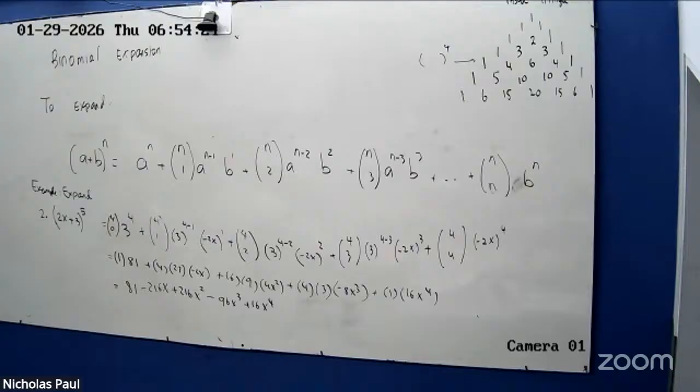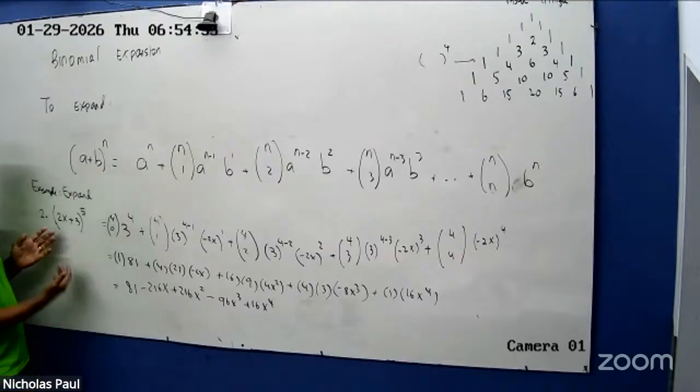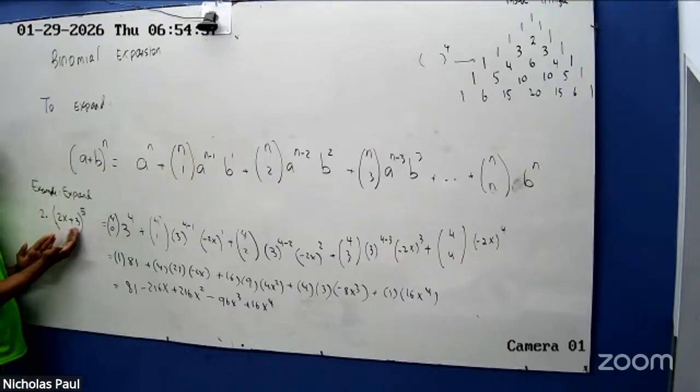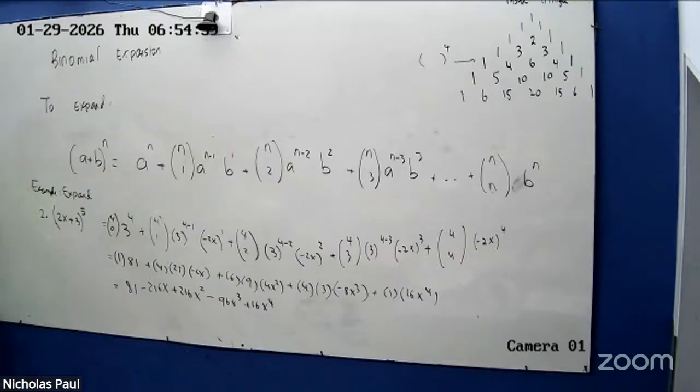It doesn't matter what is A and B, yeah? It can be 3 plus 2x. But it doesn't matter. You can just leave this as A and leave this as B. You get the same thing in the end, right?